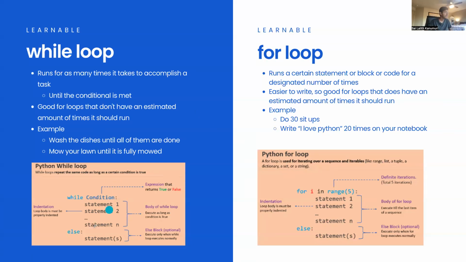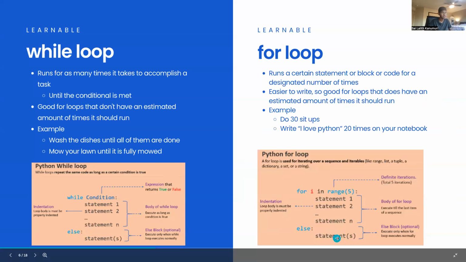And you see here, there's an else statement. You're like, what is this? So this is optional. It executes only when the loop executes normally. So it runs, but the else statement only executes when the loop executes normally. If the loop does not execute normally, this won't run.